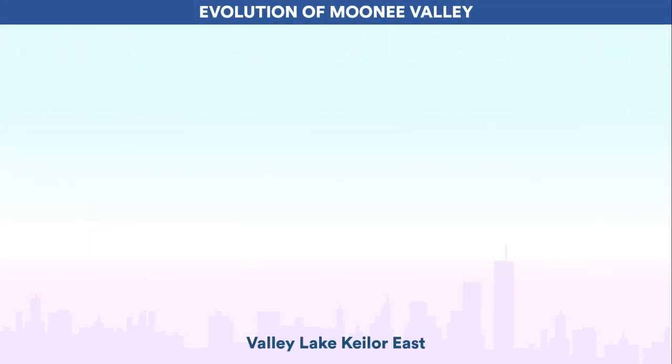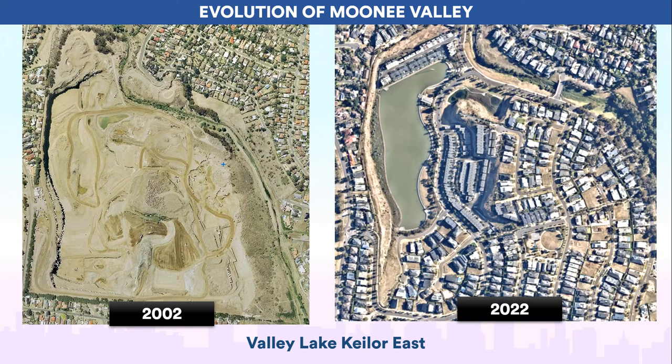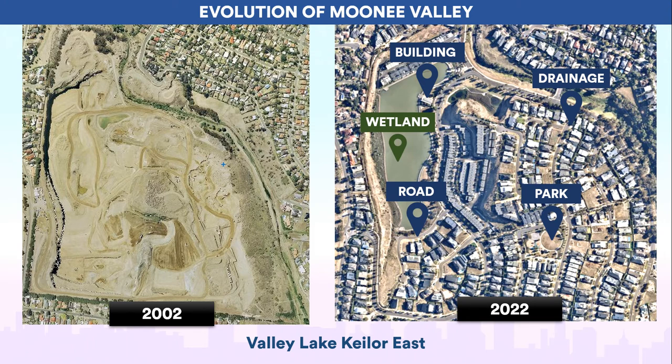As our community evolves, so do our assets. Here's an example of how Valley Lake in Keilor East has developed over the last 20 years. When comparing the state of the area in 2002 to what it is now, we can see that there are new roads, new parks, new buildings, and new drainage network that we did not have 20 years ago. All of these assets have become the responsibility of council to look after and fund for work such as ongoing maintenance and renewal. Predicting, planning, and overcoming these changes is what asset management is all about.